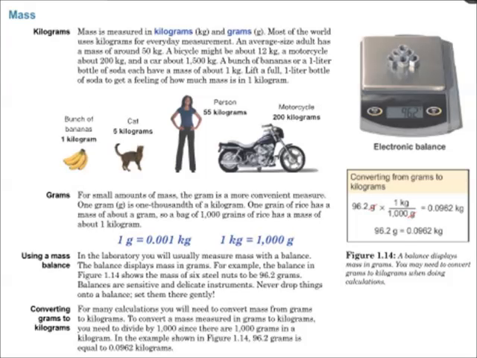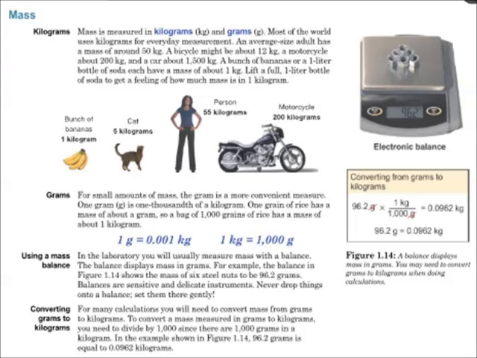In the laboratory, you will usually measure mass with a balance. The balance displays mass in grams. For example, the balance in Figure 1.14 shows the mass of 6 steel nuts to be 96.2 grams. Balances are sensitive and delicate instruments. Never drop things onto a balance. Set them down gently. In any calculations, you will need to convert mass from grams to kilograms.